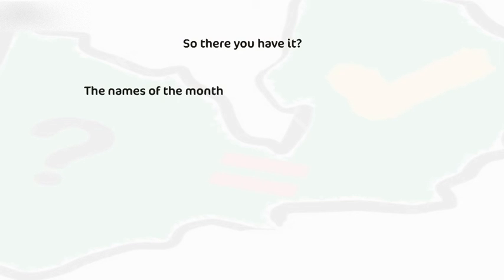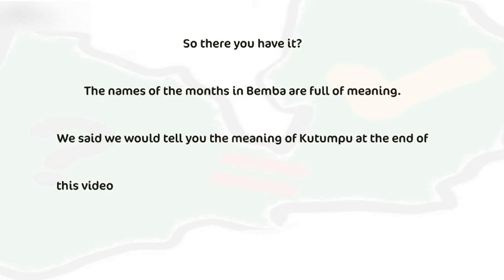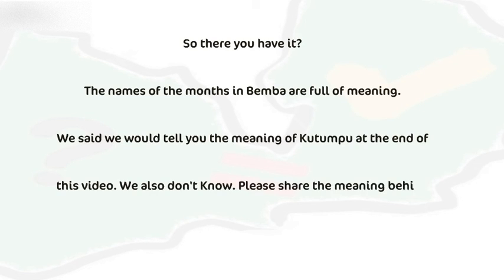So there you have it. The names of the months in Bemba are full of meaning and descriptive. We said that we would tell you the meaning of Kutumpu, which is March, at the end of this video. But unfortunately, we also don't know the meaning behind that name.